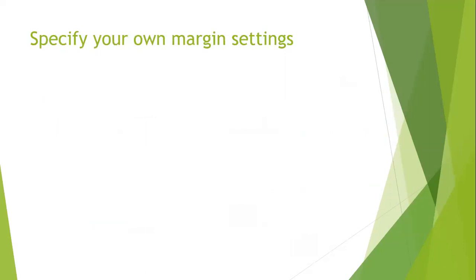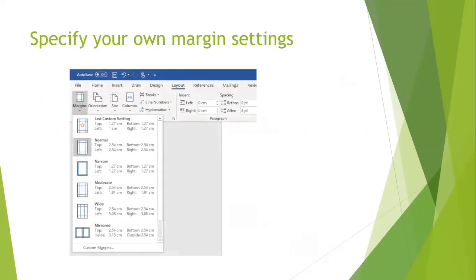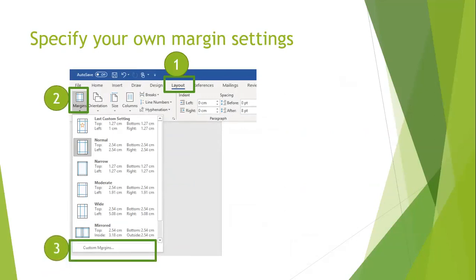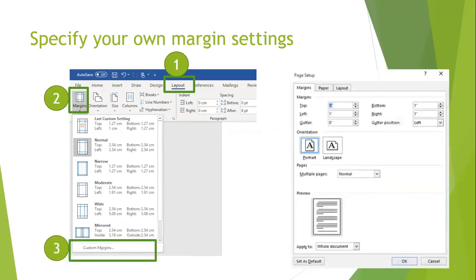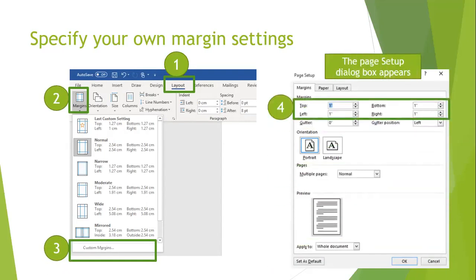You can specify your own margin settings too. First two steps are same. Click the page layout tab. In the page setup group, click margin. Click custom margins. The page setup dialog box appears. Specify top, bottom, left and right margin. Click OK.